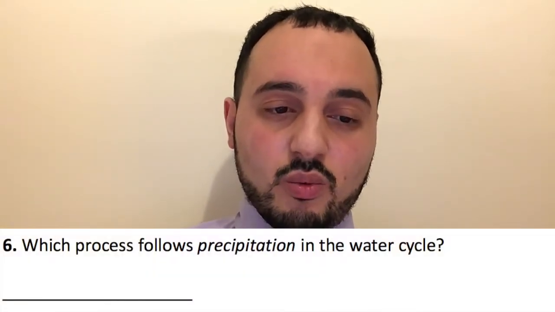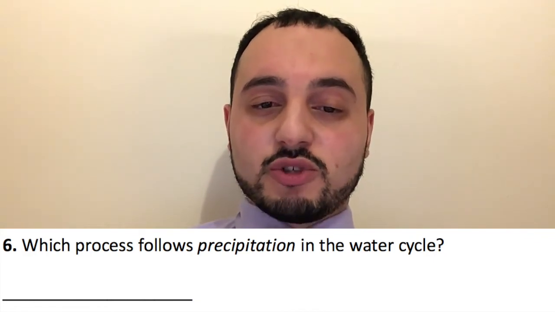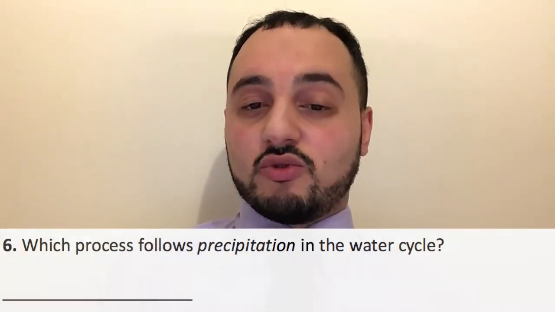Question 6. Which process follows precipitation in the water cycle? So if you look at that diagram, it says there condensation, precipitation, and then collection.